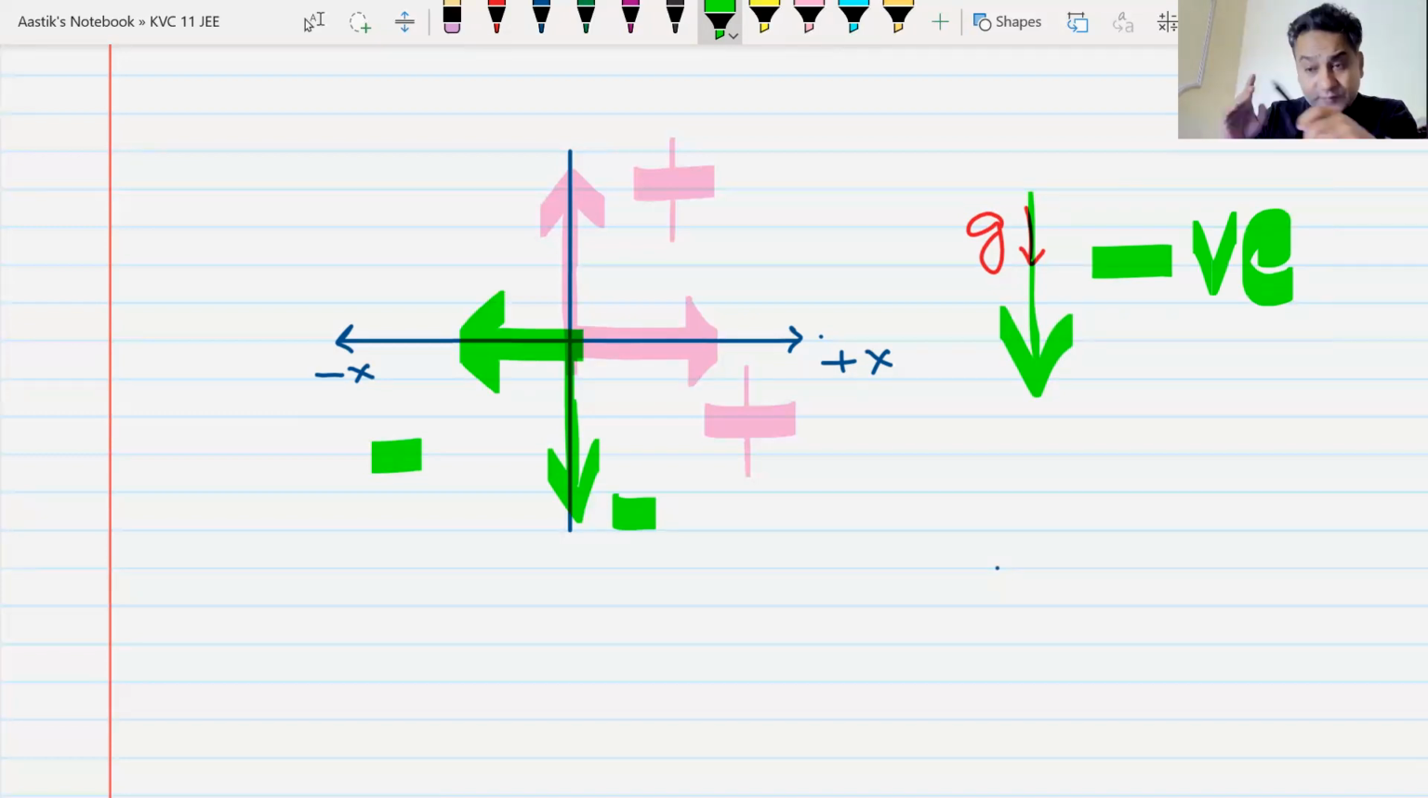So G, whenever G comes, it is going to come in the next class probably. G will always be negative. So don't look at the solutions in the book. They might take G as positive sometimes. They might take G as negative sometimes. Doesn't matter. The book is not going to solve questions for us. It is us who are going to solve questions for ourselves. Yes or no, bacha? Let us now move on.